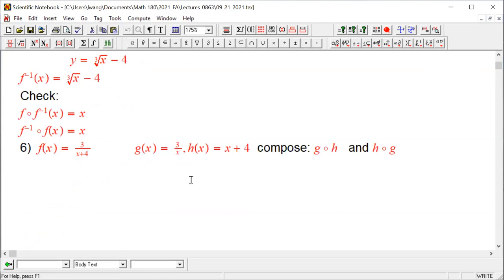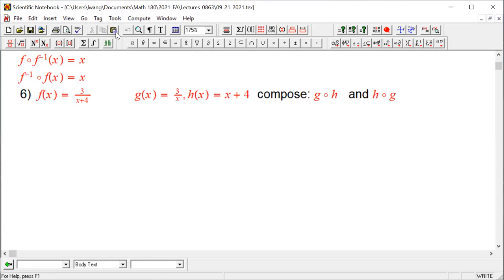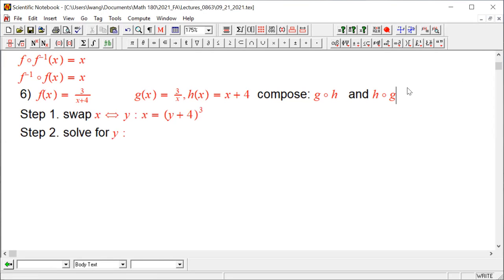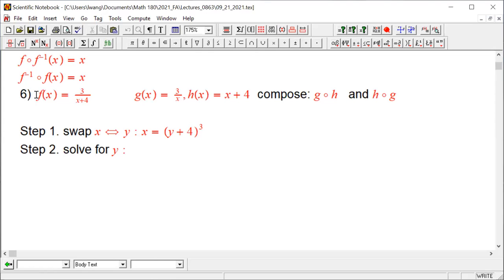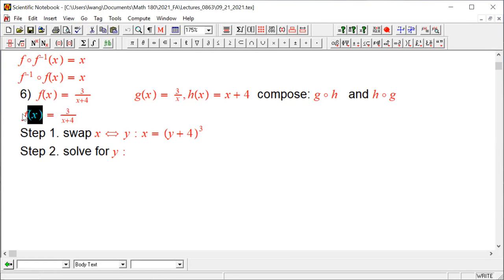I'm going to copy and paste this step. So you see the similarity in the work, right? The only difference is the functions are different. So this function would be y equals to that. After the swap, this will turn into x, and this is turning into y. Okay, so we're going to solve this for y. How do we solve this for y?